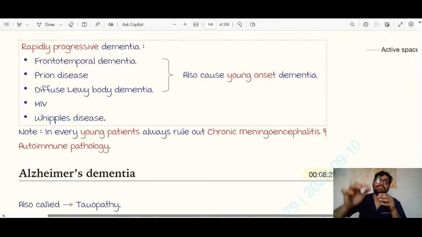Rapidly progressive dementias include frontotemporal dementia, prion disease, diffuse Lewy body dementia, HIV, and Whipple's disease. Among these, three are also called young onset dementia: frontotemporal dementia, prion disease, and diffuse Lewy body dementia. The others are not young onset; they can take place in the elderly or any age group. So note, in every young patient, always rule out chronic meningoencephalitis and autoimmune pathology.